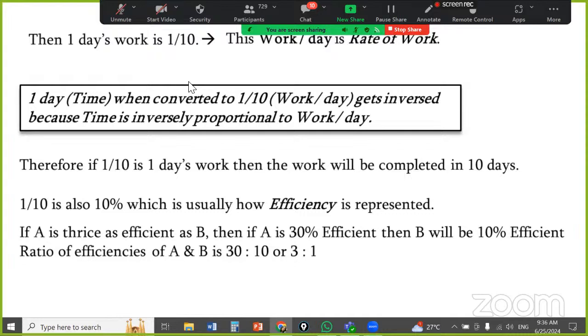And if you want to put it in percentage, we already have the fraction. Yesterday we saw that to convert a fraction into percentage, we multiply it by 100. So 1 upon 10 times 100, you get 10%. So usually he is working at a rate of 10% efficiency. And suppose A is 3 times as efficient as B, he is thrice as efficient, then we get a 3:1 ratio, it is 30%. See, so these are the basic things we have.